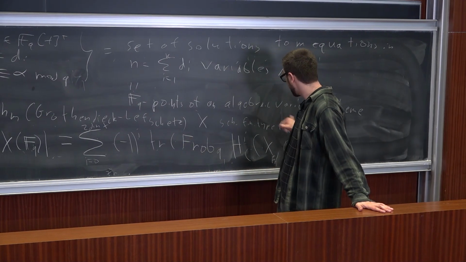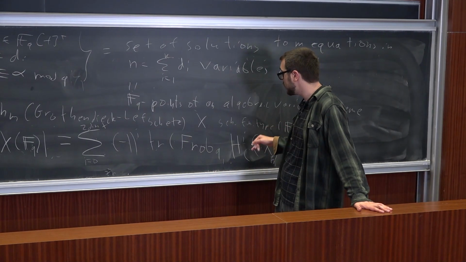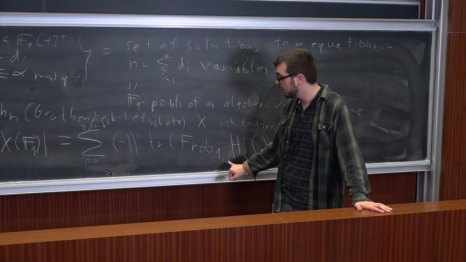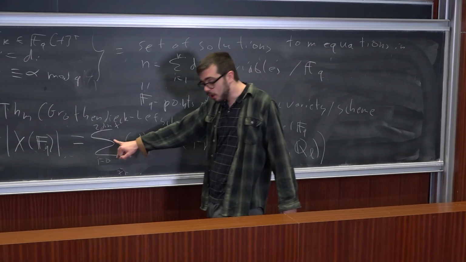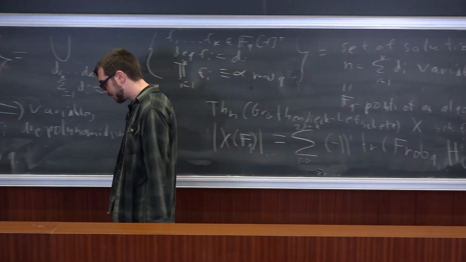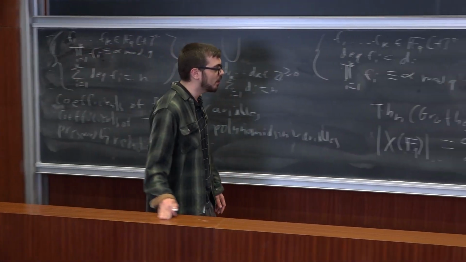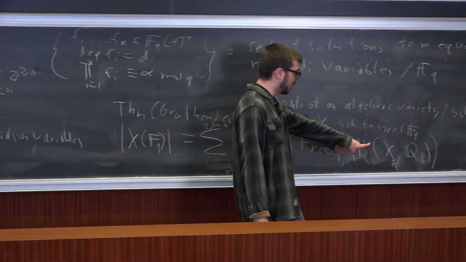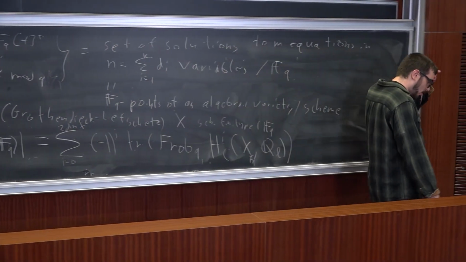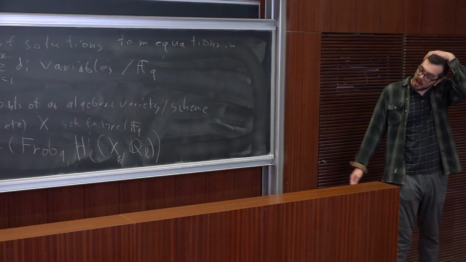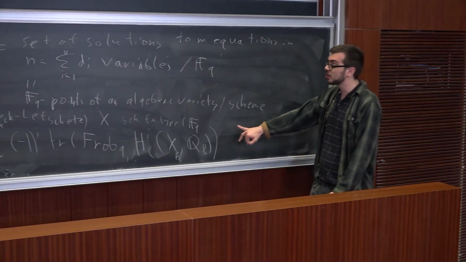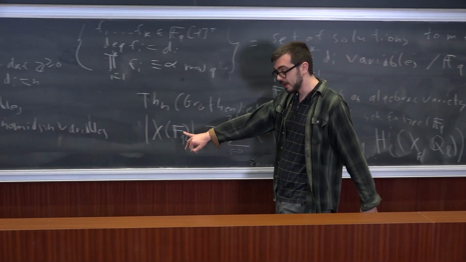This is acting as a linear automorphism of cohomology. We take the trace, and we sum this in an alternating sum over the degrees. Since this cohomology group is defined over the field of l-adic numbers, this is a priori only an l-adic number. But the theorem is that in fact it's an integer, and it's equal to the number of Fq points.